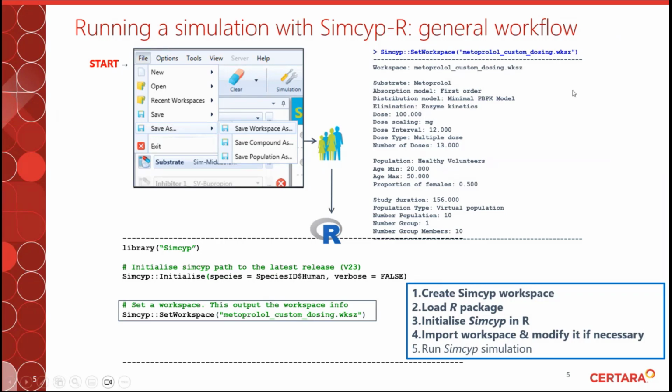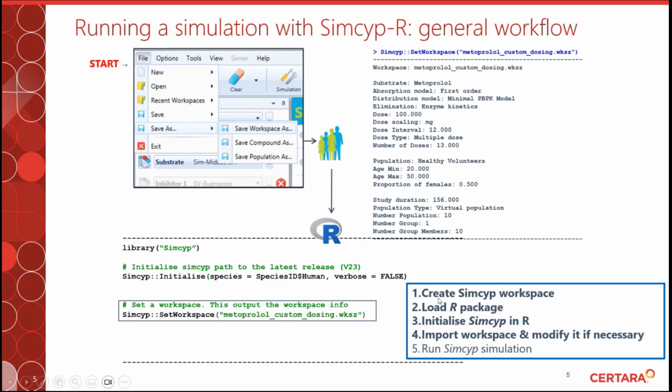So for example, you will see that it would give you a summary of the workspace, for example, the substrate name, the absorption model that is used within the workspace, the distribution model, elimination model, and so on and so forth. You would also see the population type that is being used. So in this case, it is a healthy volunteer, and you will see a summary of the trial design. So for example, the maximum and the minimum age and the proportion of females. Having this information is useful just to make sure that you're importing the right workspace.